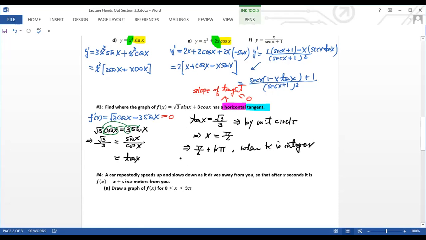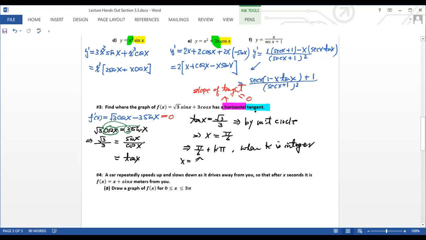So I know when x is equal to this, I'm going to have a horizontal tangent line, right? So whenever the angle reaches pi over 6 plus k pi, I'm going to have a horizontal tangent line. So for this problem, the key thing we want to know is, what does horizontal mean? That means slope equal to 0. And the tangent line, what does the tangent line mean?